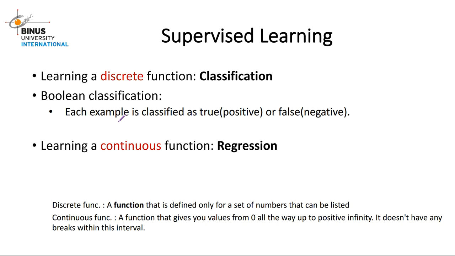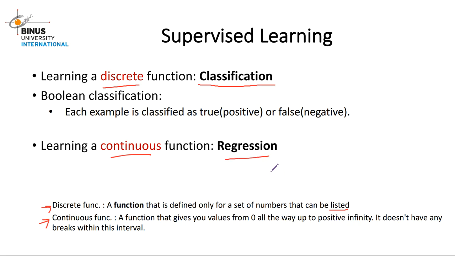Okay, now about two types of supervised learning. We know that our data can be classified as discrete and continuous. Still remember, discrete is anything that you can list. Continuous is anything from 0 all the way up to positive infinity. It doesn't have any breaks within this interval. So for discrete, we have classifications, and then for continuous, we have regressions.